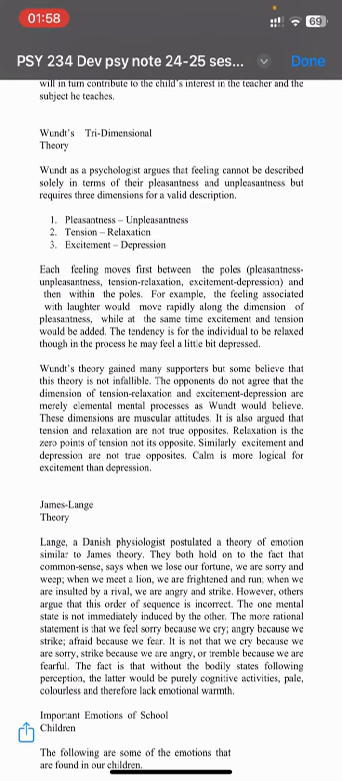In the middle is where relaxation is, not at the polar opposite end. So whatever is at the end, I don't know what that is, but relaxation is not the opposite of tension. Now, similarly, excitement and depression are not true opposites. Calm is more logical for excitement than depression. Okay, see, it's what I was trying to say before now.